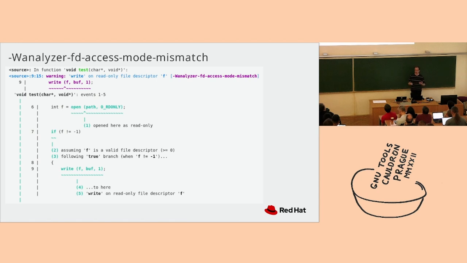We're also tracking within the state machine, if we know it, whether the file descriptor was opened read-only or write-only. So we see at line 6, F is opened read-only. And then we have various events where, rather verbosely, we say that error checking has occurred, assuming it's valid when we follow the F is not negative 1 path. And then at line 5, when we're trying to write through F, we can complain: it's a write on a read-only file descriptor, with -Wanalyzer-fd-access-mode-mismatch. So that's another new one in GCC 13.